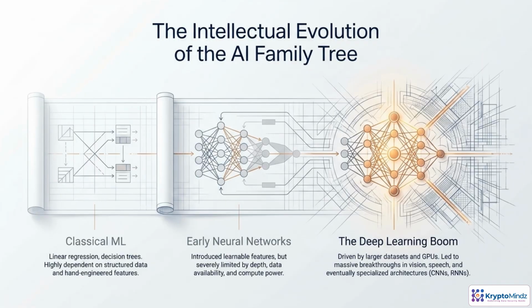You can view the AI family tree as three big waves. First, classical machine learning. Algorithms that rely on humans crafting features, working best on clean, structured data. Next, early neural networks. They could learn their own features, but were shallow and limited by data and compute. Finally, the deep learning boom. Huge datasets and GPUs unlocked very deep models, enabling CNNs, RNNs, and ultimately transformers for complex perception and language tasks.